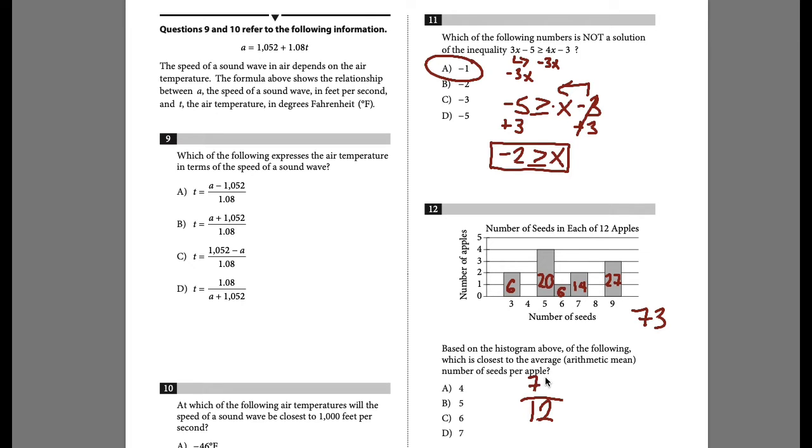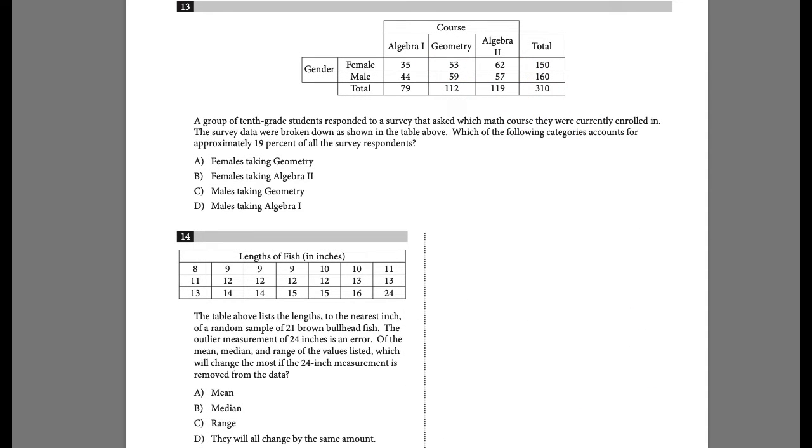So we're going to approximate 73 over 12. This is close to 72 over 12, which is 6. So the closest to the average number of seeds per apple is going to be answer choice C, which is 6.